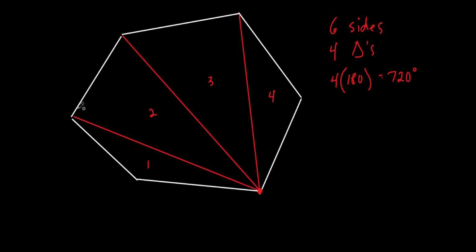So all 6 of these angles, see that angle right there? 2, 3, 4, 5, 6. All 6 of those angles add up to be 720 degrees. Okay. Well, the triangles go down by 2, right? So let's pick some other random number of sides.